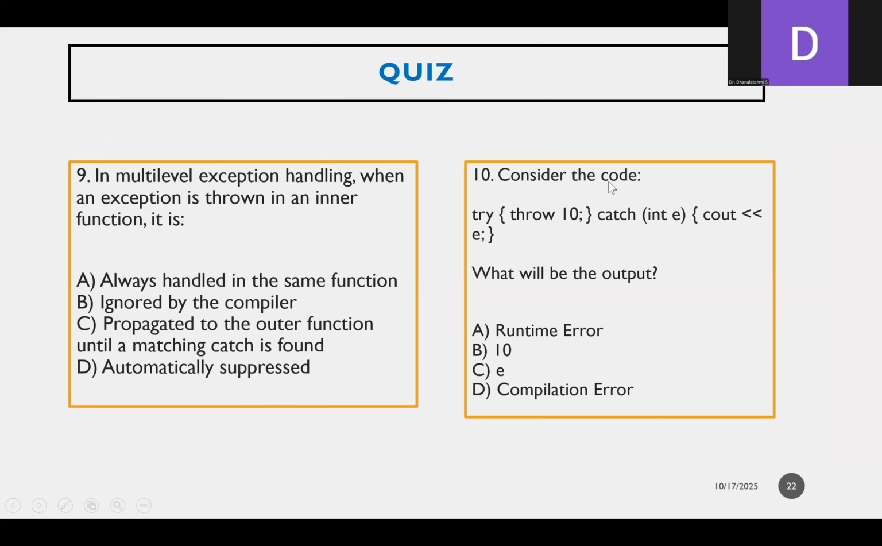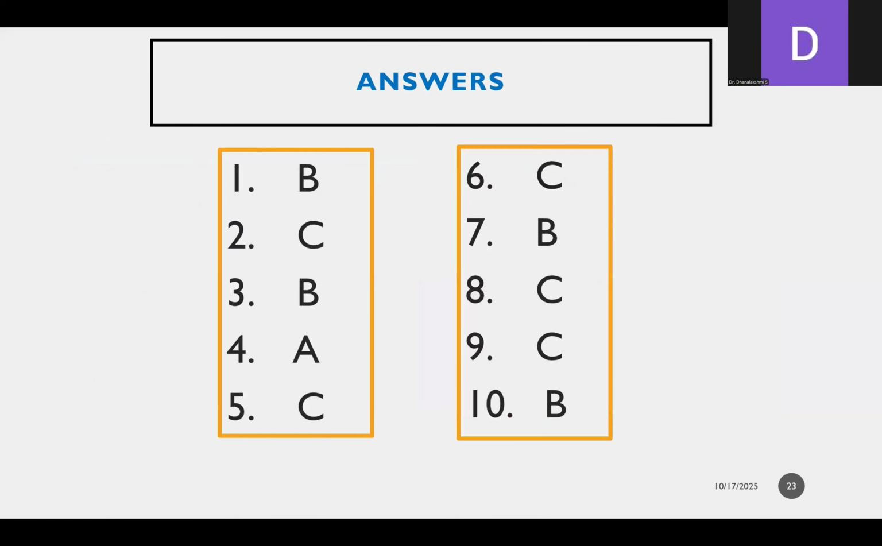And here a small code is given. A try, throw, and catch is given, and a print is given. What will be the output? Just think about it and cross-check your answer.